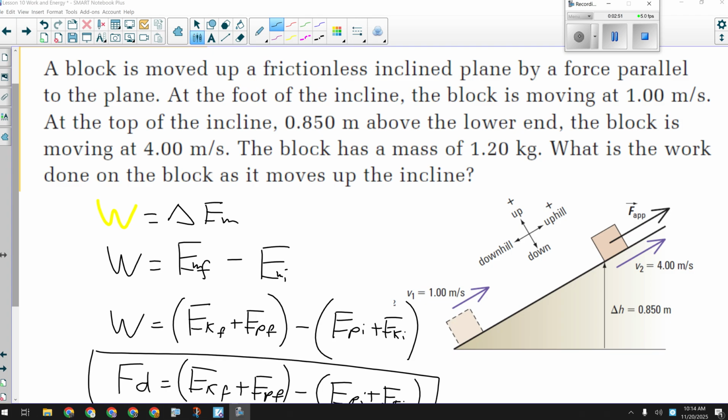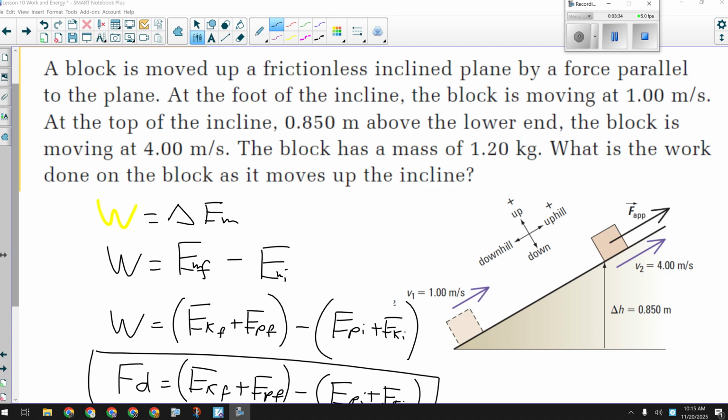Okay, so in this situation, we've got a block at the bottom of a ramp. It's moving at 1 meter per second. A little while later, it's at the top of the ramp, and it's moving at 4 meters per second. It is also now 0.850 meters vertically higher than it was at the beginning. Now, does it have more energy at the top than it had at the bottom? Definitely, right? Not only is it moving faster, which means it has more kinetic energy at the top, it's higher at the top than it was at the bottom.